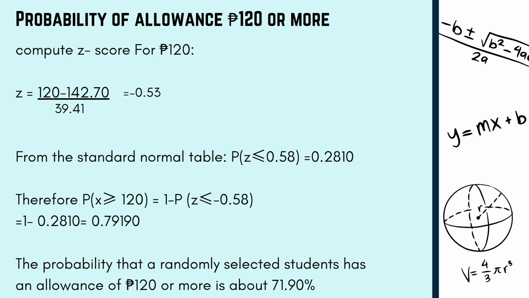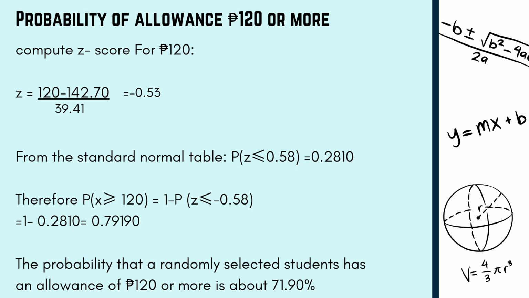What this means is 120 is 0.58 units below the average allowance. Step 2, find the percentage. We look at the table and find that negative 0.58 gives us 0.2810. This means 28.10%. This is the percentage of students who have an allowance less than or equal to 120 pesos.